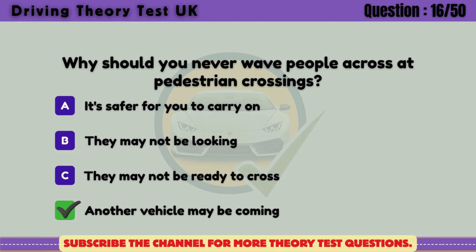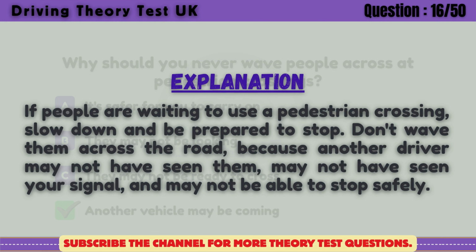Answer is D. Another vehicle may be coming. If people are waiting to use a pedestrian crossing, slow down and be prepared to stop. Don't wave them across the road, because another driver may not have seen them, may not have seen your signal, and may not be able to stop safely.